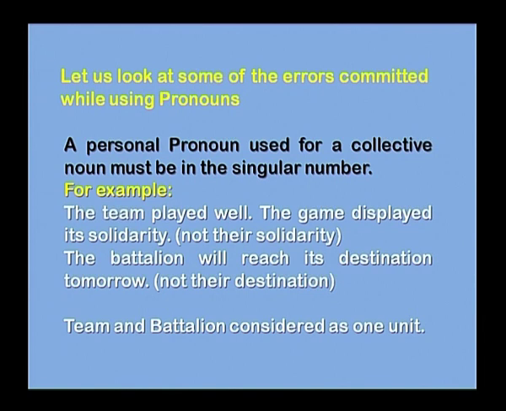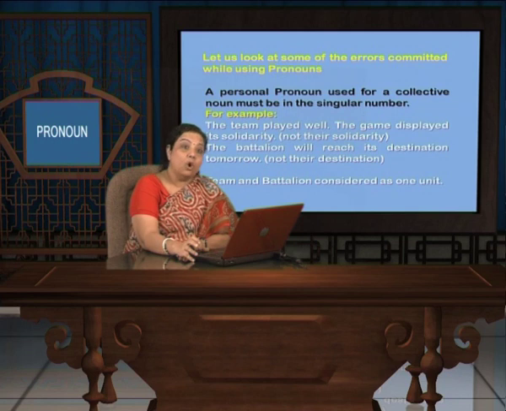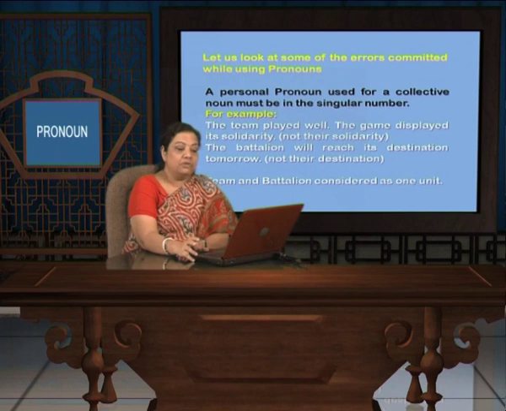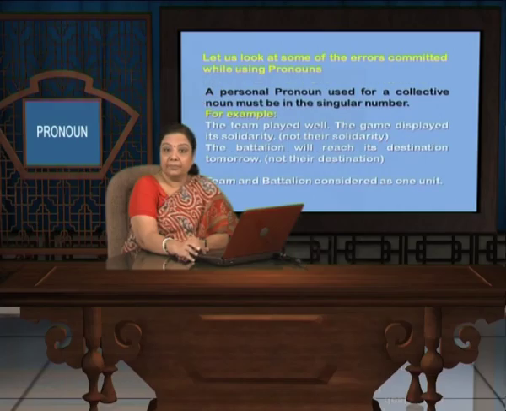For example, the team played well. The team displayed its solidarity. We don't say their solidarity, because we are using a collective noun as a singular number. It applies to audience, class, team. There are a number of words you have to use in singular number. The battalion will reach its destination tomorrow. We don't say their destination. Team and battalion, we consider them as one unit.